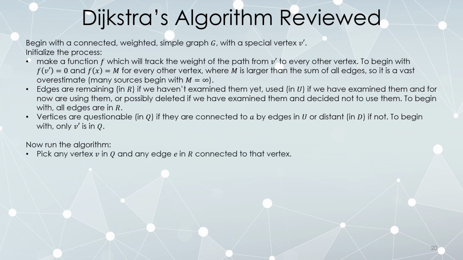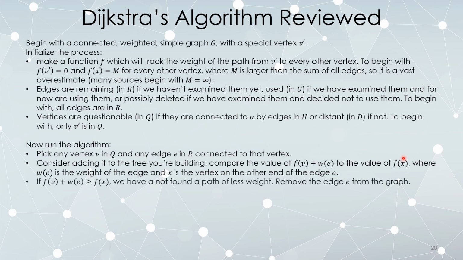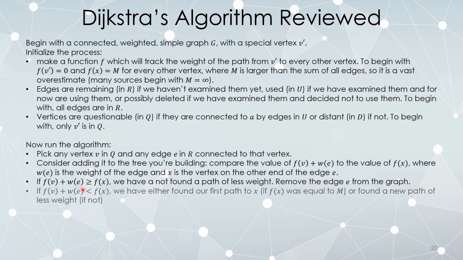Pick a questionable vertex and an edge. Look at where that edge goes. Compare the value of how far away my starting vertex was plus the one edge that goes to it, to the value of an already existing distance to get there. And ask what's better, the new path or the one I already had. If the new path is no better than the one you already have, you're not going to use this edge and you can delete it.